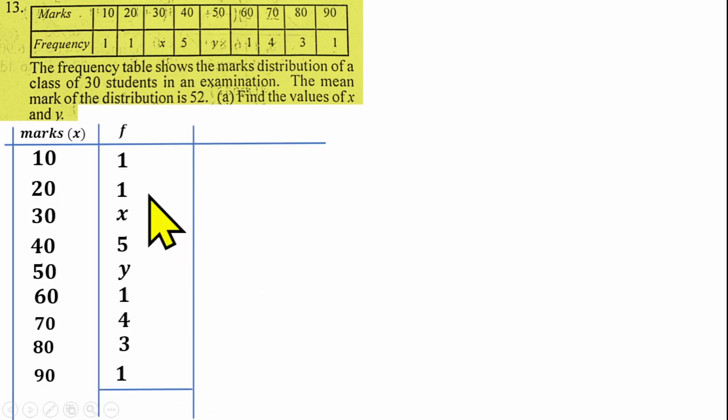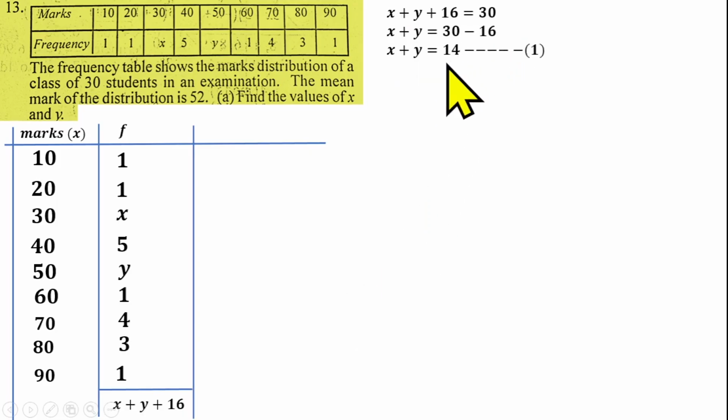So from there, if you add your frequency together, 1 plus 2 is 3, plus 5, 8, plus 1, 9, plus 4, 13, plus 3, 16. So you'll be having 16 plus x plus y, and that should be equal to 30. The sum of everything here should give us 30. If you collect like terms, you'll be having x plus y equals 14, and that will give us equation 1.